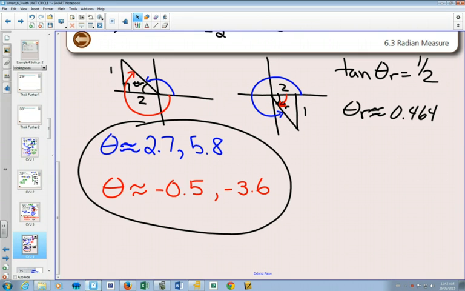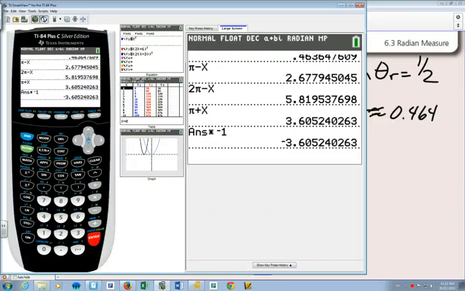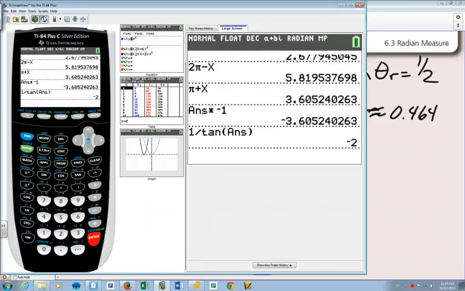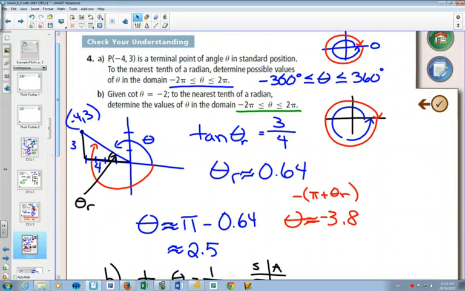If you wanted to check if your answer was right, so that negative 3.605, I'm going to just see what is 1 divided by tan of that answer. Because if it's right, it should satisfy the original equation which said cotangent is equal to negative 2. And that was what our original question was asking. When is cotangent equal to negative 2? So I plugged in my angle, and sure enough, it came out to negative 2 as a way to check.